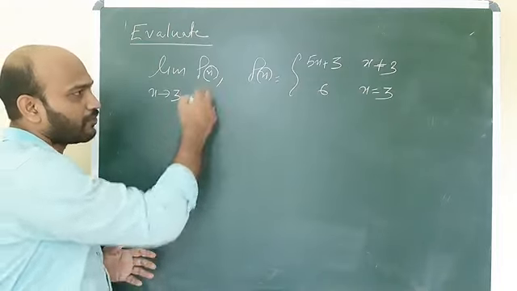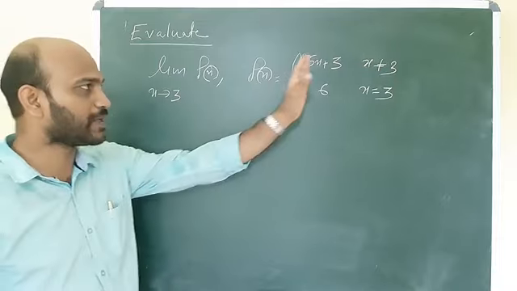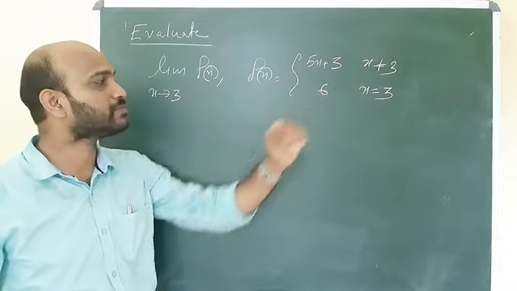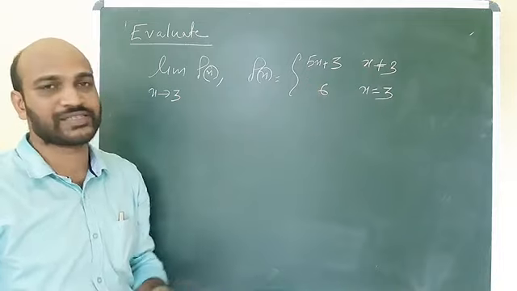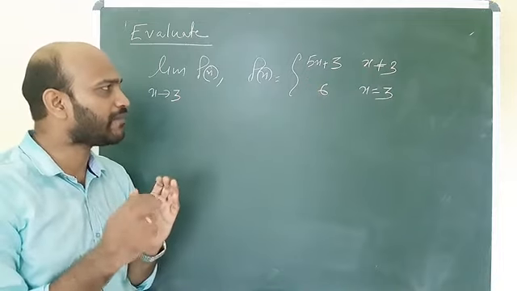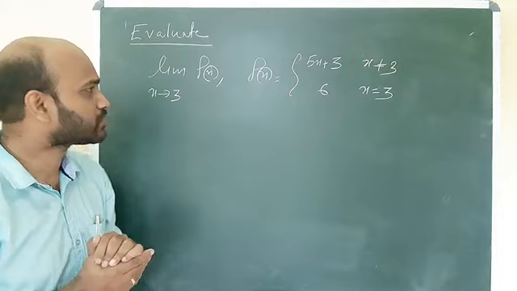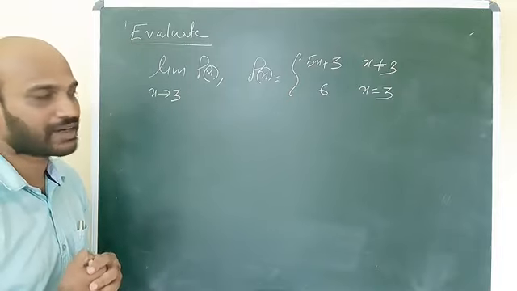Limit x tends to 3 f of x, where f of x equal to 5x plus 3 when x is not equal to 3, equal to 6 when x equal to 3. Here also the function is having different values. So you have to go for LHL and RHL.